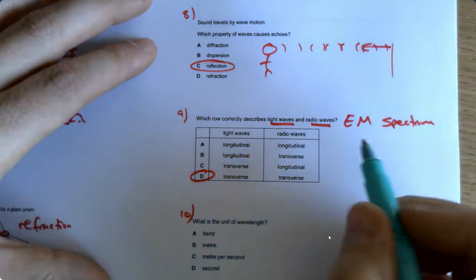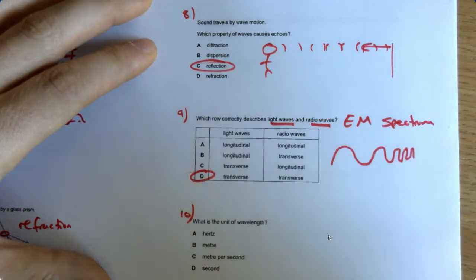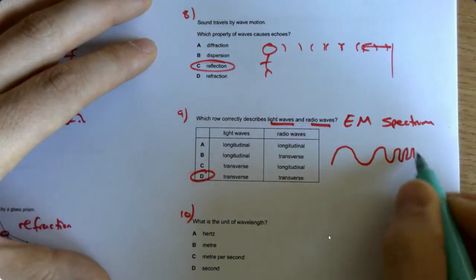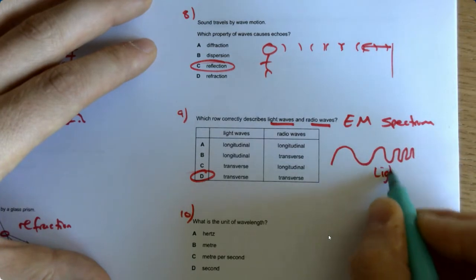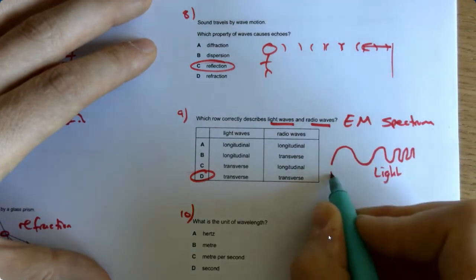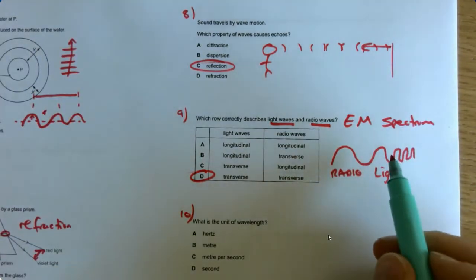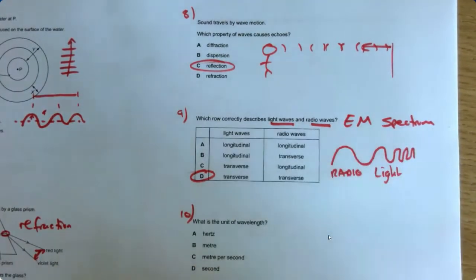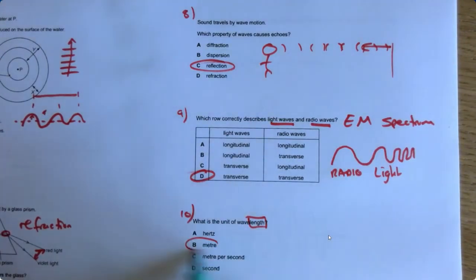The difference is that if we sketch a quick EM spectrum, here we have a much higher energy, much higher frequency, much shorter wavelengths, and light is further towards this end than radio. So the differences are light has a higher energy, a higher frequency, and a lower wavelength. The unit of wavelength, or the clue, is length, so it's going to be meter.